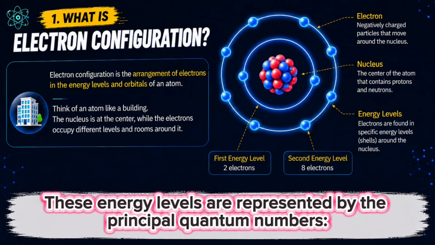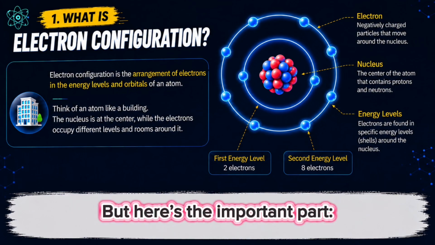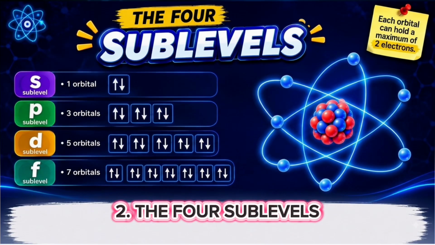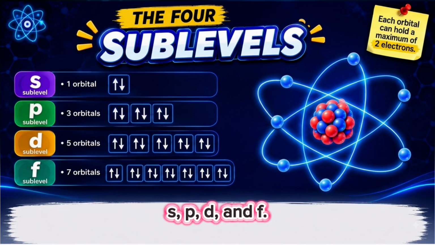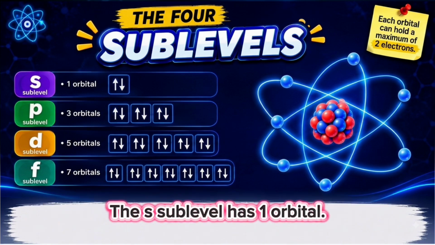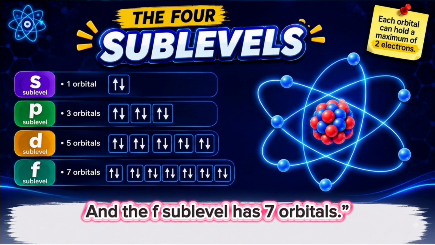These energy levels are represented by the principal quantum numbers 1, 2, 3, 4, and so on. But here's the important part. Each energy level is divided into smaller regions called sublevels. 2. The 4 sublevels. There are 4 main types of sublevels: S, P, D, and F. Each sublevel contains a certain number of orbitals. The S sublevel has 1 orbital, the P sublevel has 3 orbitals, the D sublevel has 5 orbitals, and the F sublevel has 7 orbitals.